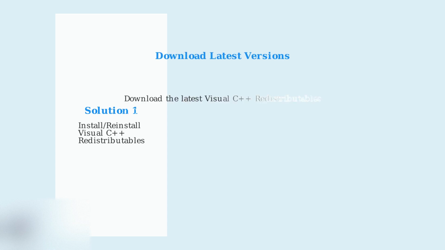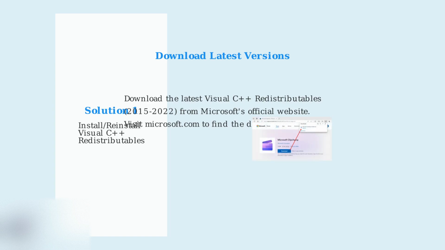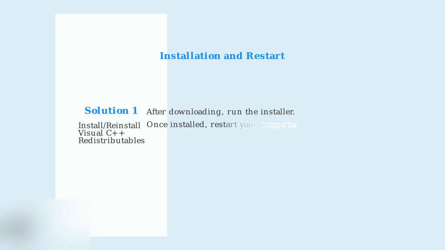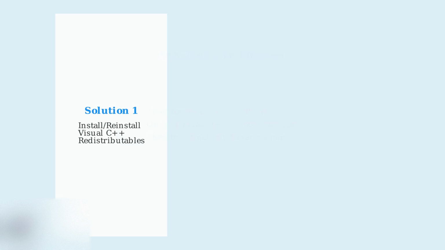Download the latest versions of Visual C++ redistributables, specifically the 2015-2022 editions, from Microsoft's official website. Make sure to get them directly from Microsoft.com to ensure they're legitimate and up to date. After downloading, run the installer and complete the installation process. Once finished, restart your computer to ensure all changes take effect. Then try running Terraria to see if the error is resolved.